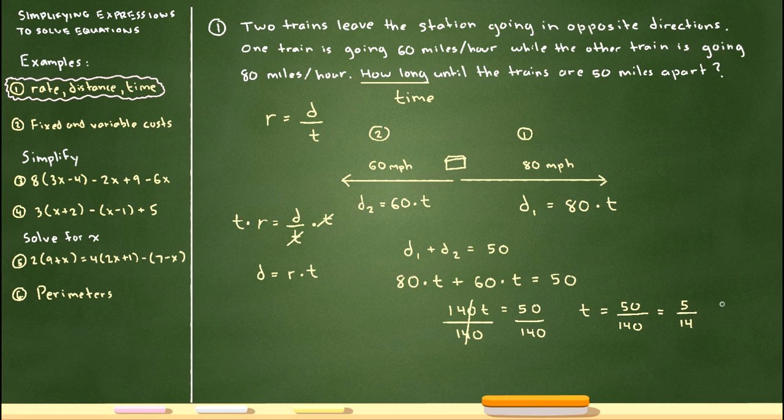And if you can reduce, you always want to reduce. And what are the units here that we're dealing with? Well, we were dealing with miles per hour for the speeds, right? Our distances were measured in miles, and our time is measured in hours. So the units here should be hours. So 5/14 of an hour.